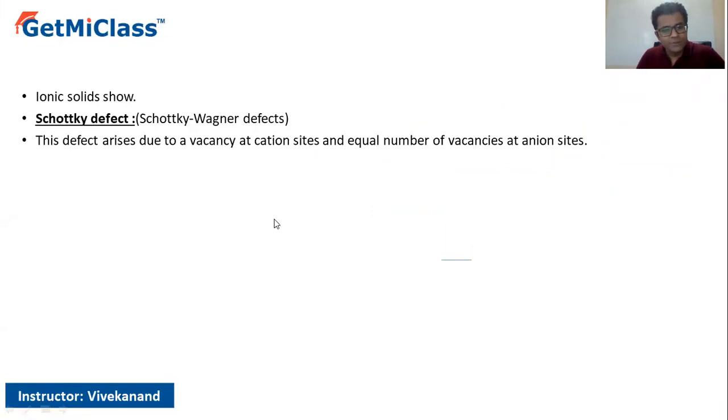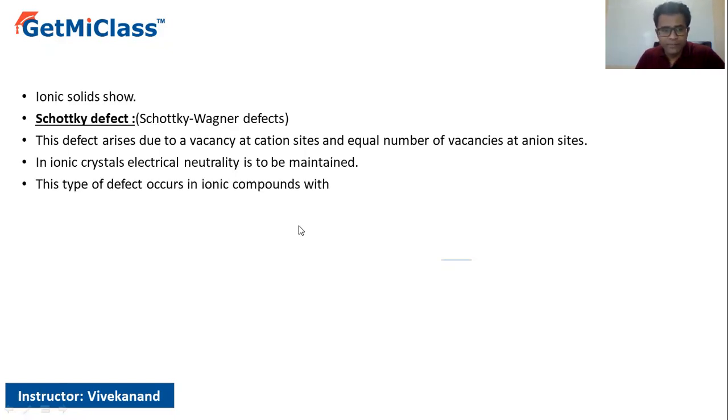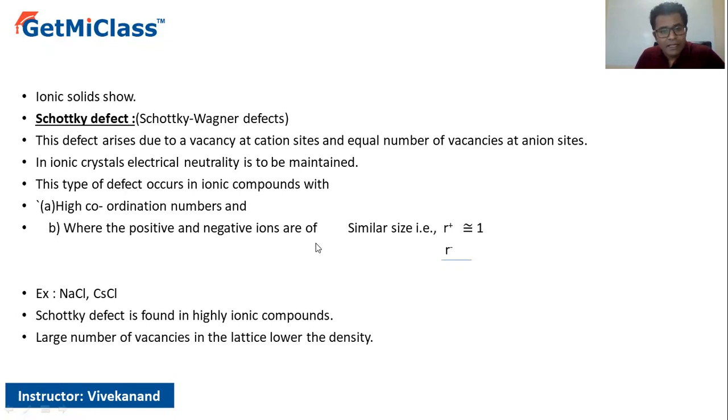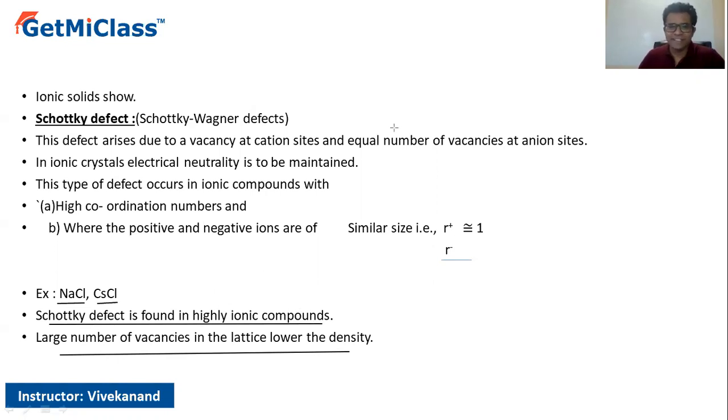This defect arises due to vacancies at the cationic sites and an equal number of vacancies at the anionic sites. In an ionic crystal, electrical neutrality is maintained. This type of defect occurs in ionic compounds with a high coordination number, where the radius ratio of cations to anions is approximately equal to 1. Examples are NaCl, sodium chloride, and cesium chloride. So Schottky defect is found in highly ionic compounds. A large number of vacancies in the lattice are formed, due to which it lowers the density.